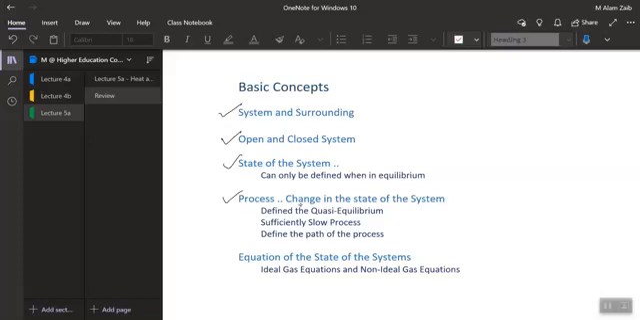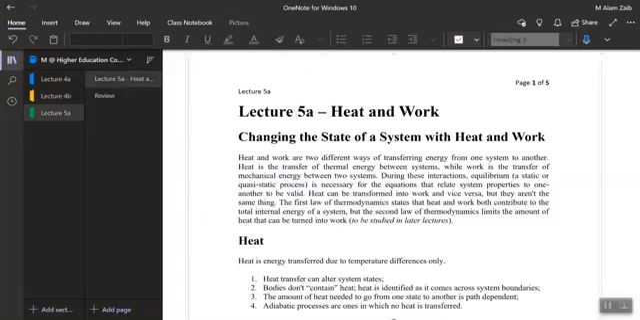For the change in the state of the system, we defined another term called the quasi-equilibrium process, which is a sufficiently slow process, and that was helpful to define the path of the process. From this whole thing, we defined the equation of state of the system. We also wrote about the ideal gas equation and non-ideal gas equation, and we used property tables and so on. So today's topic is again heat and work.